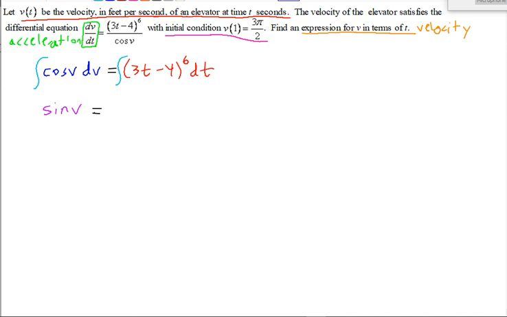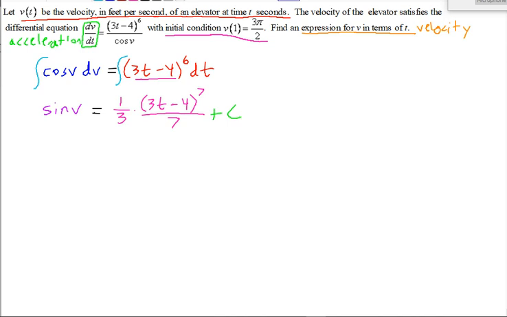Now this one you can use regular u substitution, or you can use the shortcut here, because what you would say u equal to is the inside function, 3t minus 4. And the derivative of that is 3. So when you integrate using the shortcut, you divide by 3, which is like multiplying by 1/3. And then you'd have, using the power rule for integration, (3t minus 4) to the 7th over 7. And then plus our unknown constant c.